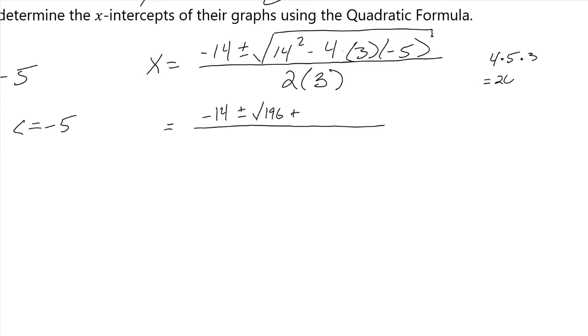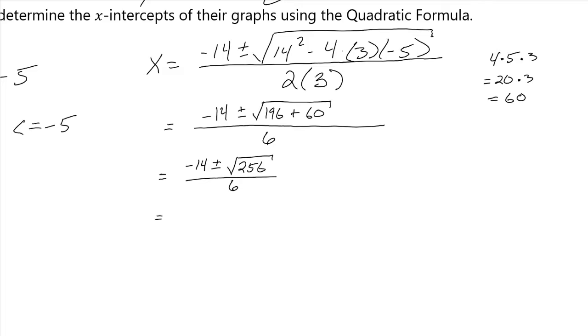So 4 times 5 is 20, and then we'll go times 3, and so that'll give us 60. So this is 196 plus 60 inside the square root. On the bottom of the fraction, 2 times 3 is 6, so we'll go ahead and simplify that down there. All right, now we have negative 14 plus or minus the square root of 196 plus 60. That's going to take us all the way up to 256. And then we'll have all of this over the number 6.